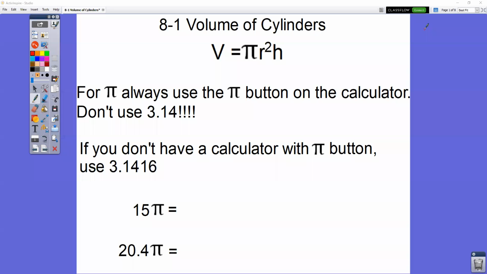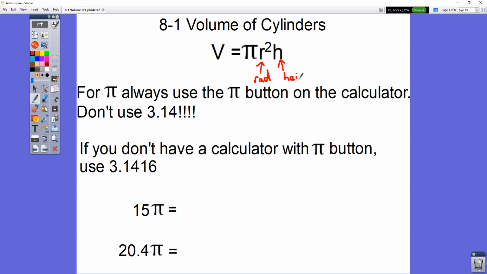So this is the lesson for 8-1. What we're dealing with today is volume of cylinders. The formula for volume of a cylinder is volume, V, equals pi r squared h. The R stands for radius, which we'll talk about in a second, and the H stands for the height.